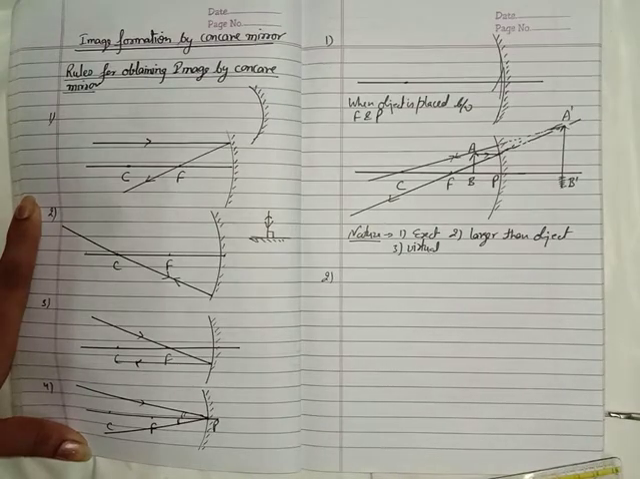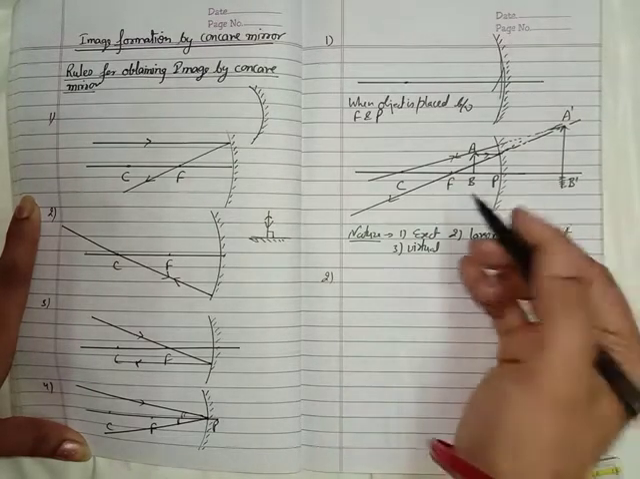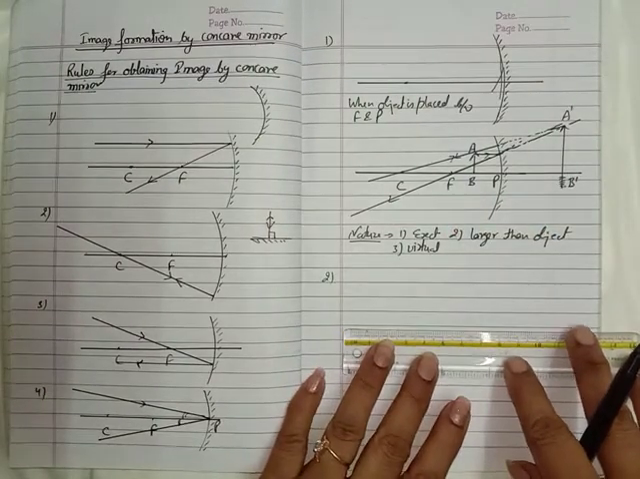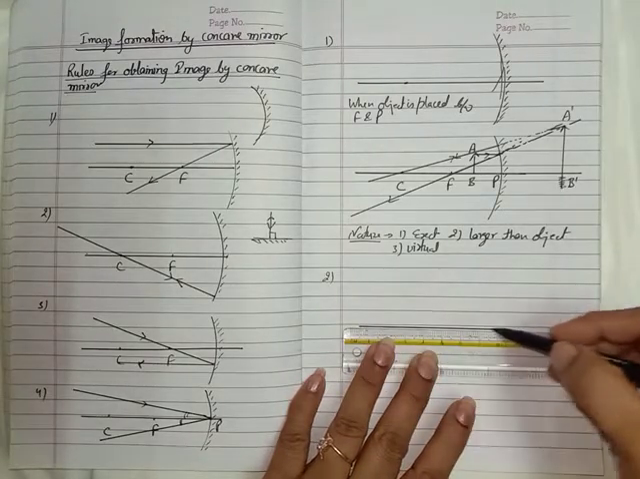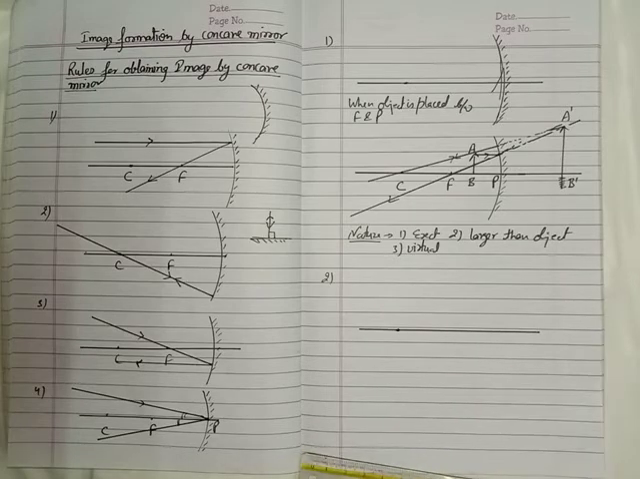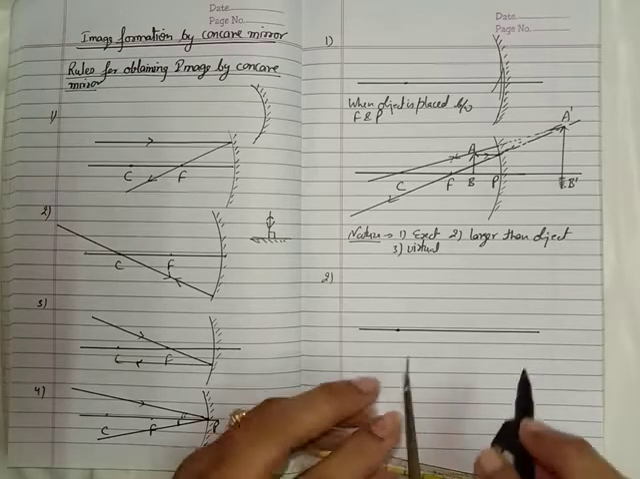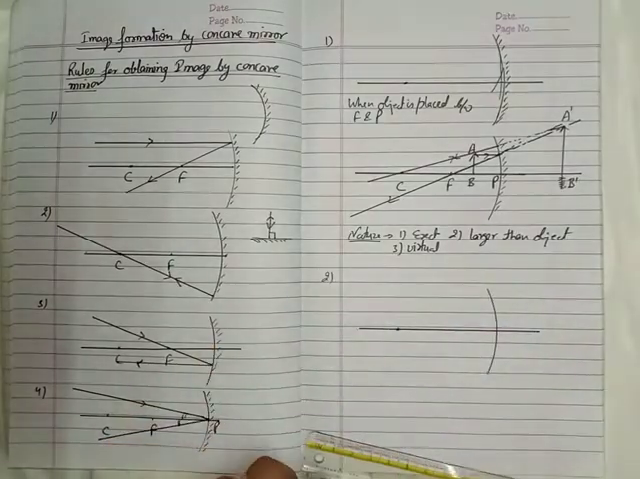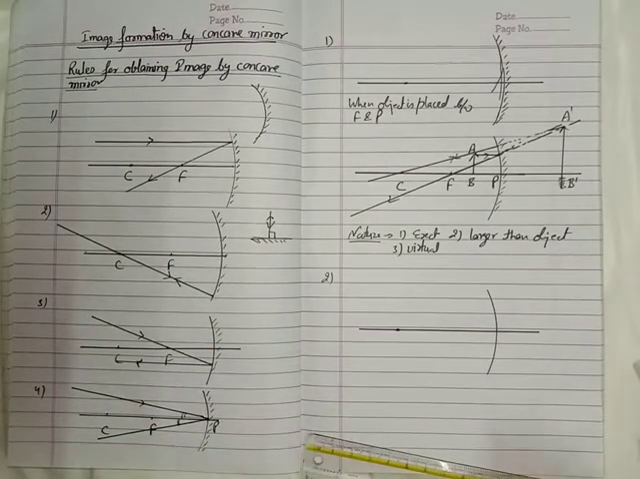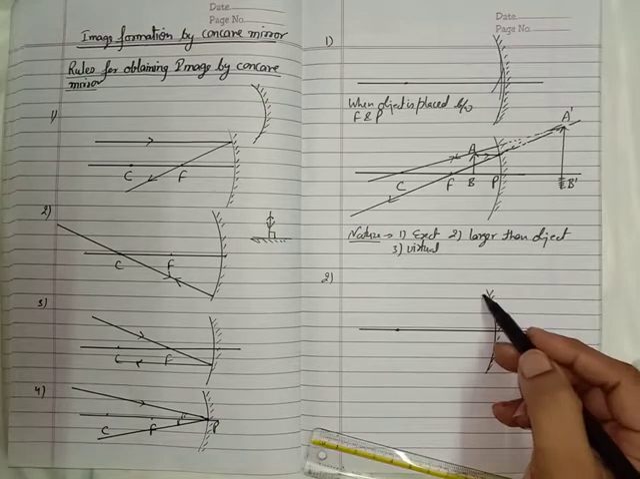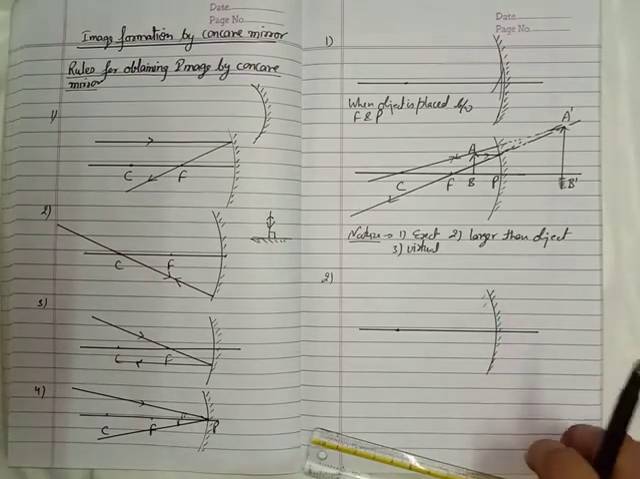Now the second case: what will happen if we place the object at F? So I'm going to prepare a principal axis, and this is the center of the mirror. And you should always prepare the mirror by using the compass. So this is the mirror, and I will polish it from this side because this is a concave mirror. Or if we polish it from this side, it will become a convex mirror.